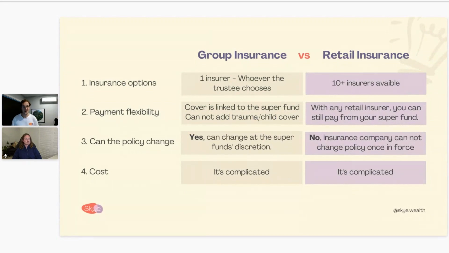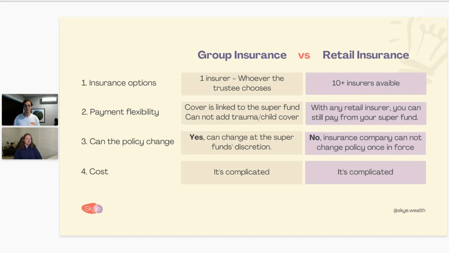So the first one is our insurance option with the group insurance policies. They're actually done by an insurance company. So often a lot of the insurance companies will insure the same super funds that everyone uses in Australia. And they will often change in the future as they tender for the insurance every year.